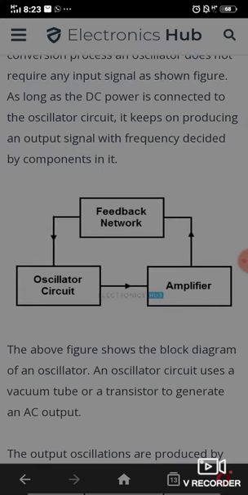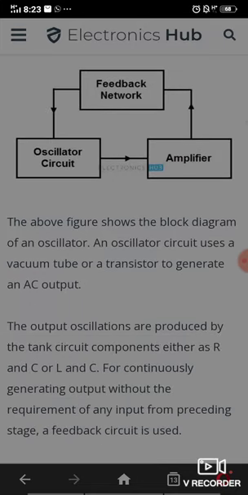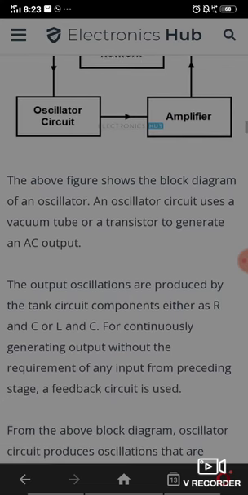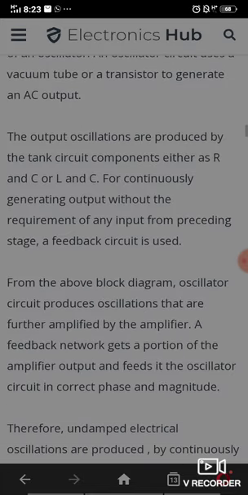The above figure shows the block diagram of an oscillator. An oscillator circuit uses a vacuum tube or a transistor to generate an AC output. The output oscillations are produced by the tank circuit component, either RC or LC. For continuously generating output without the requirement of any input, a feedback circuit is used.